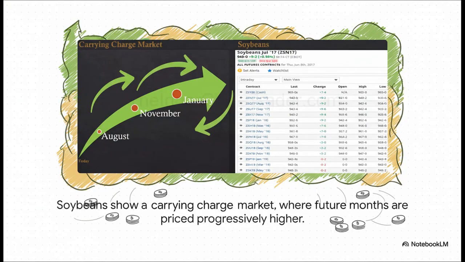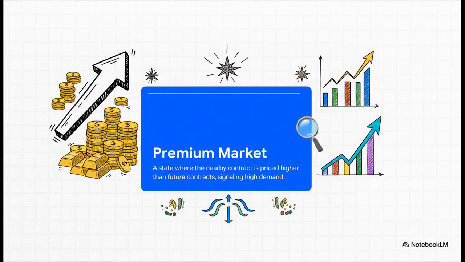And this example from ICT with soybeans shows it perfectly. Just look at the prices there. You've got July at $9.40, August is a little higher at $9.43, and November is even higher at $9.45. You can see that clear, steady, step-by-step increase for later delivery dates. That is a textbook carrying charge market. Nothing unusual here.